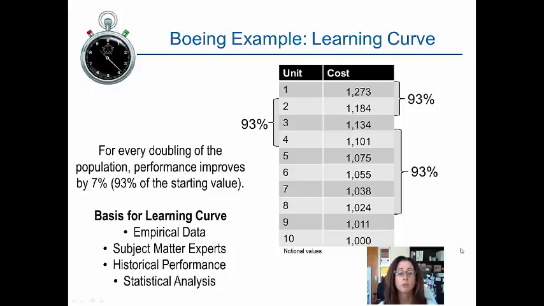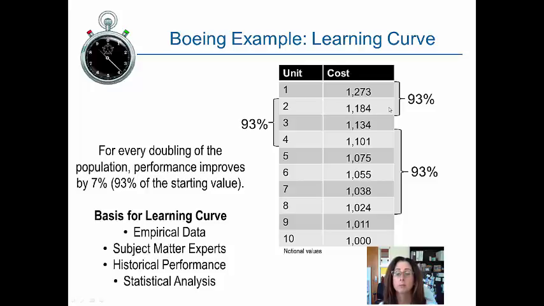So you can see that we have the doubling impact here that we talked about earlier, where if we go from unit 1 to unit 2, 1273 times the 93% learning curve gives us the cost, in this case we're using cost, of 1184 for the second unit.